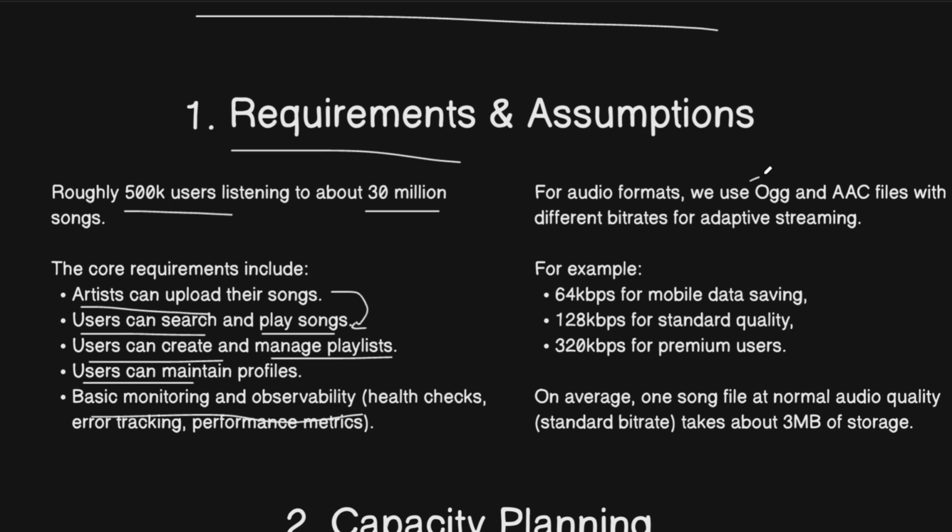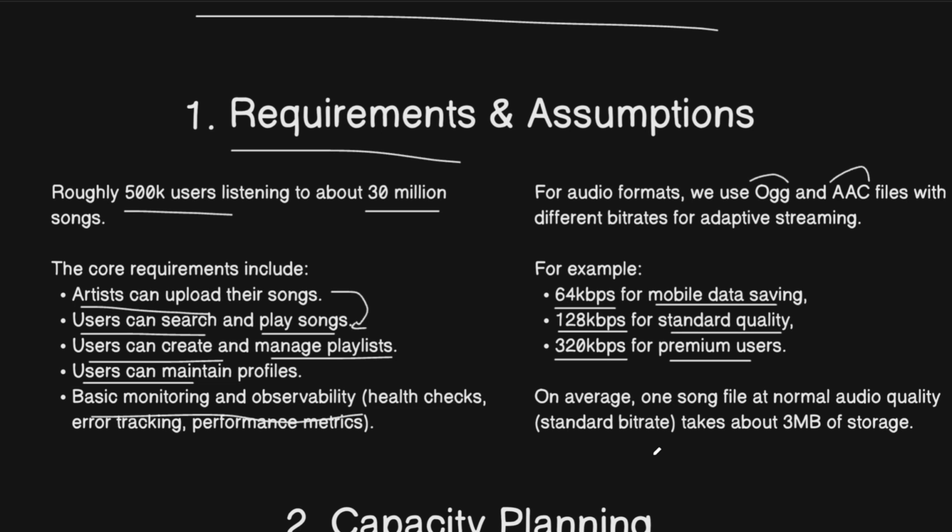For audio formats, we will use OGG and AAC type of files, which are just audio file formats that compress the music without losing the quality, and they also take up less space. For example, we can use 64 kilobits per second for mobile data saving and 128 for standard quality, and for premium users we can deliver 320 kilobits per second.